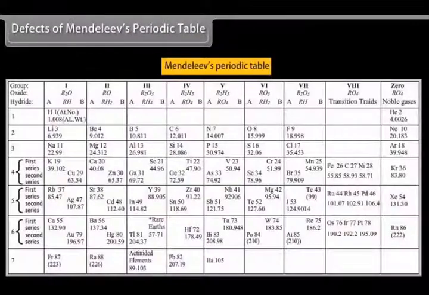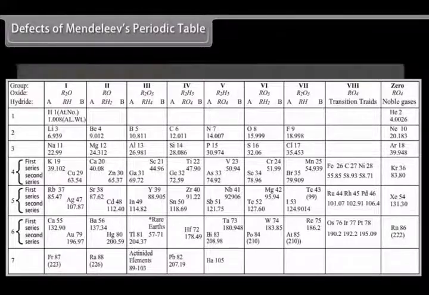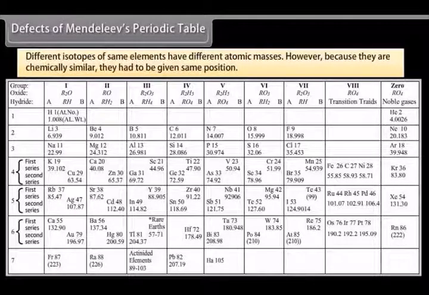Defects of Mendeleev's periodic table. Mendeleev's periodic table had certain defects. They are listed below. Hydrogen could neither be placed with alkali metals nor with halogens, as hydrogen resembles alkali metals as well as halogens. Different isotopes of the same element have different atomic masses. This needs to be taken into consideration, and each one of them should be given a different position in the periodic table. However, because they are chemically similar, they had to be given the same position.